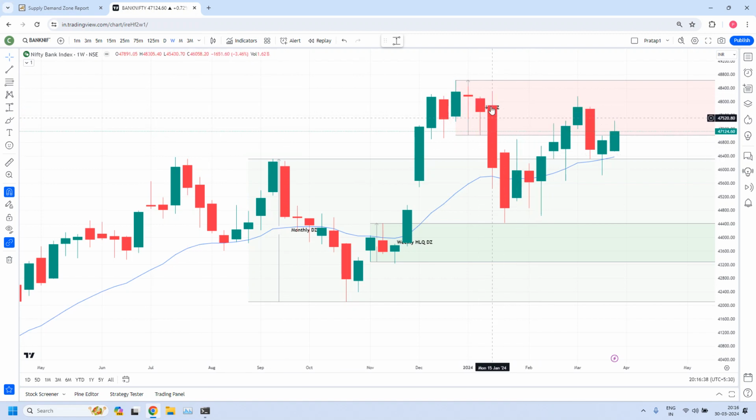But is this supply zone good, or is it going to be violated? If you want to know that, you have to fine tune this zone. At 5 minutes level, if you can identify a fresh 5 minute zone, probably this zone will work and maybe it will again push the prices down.